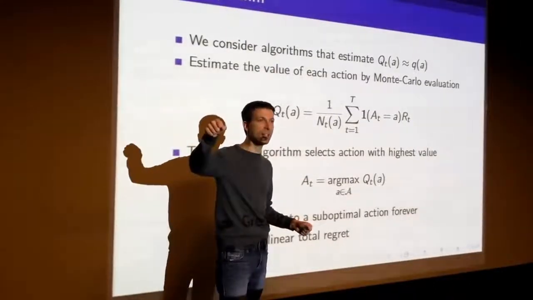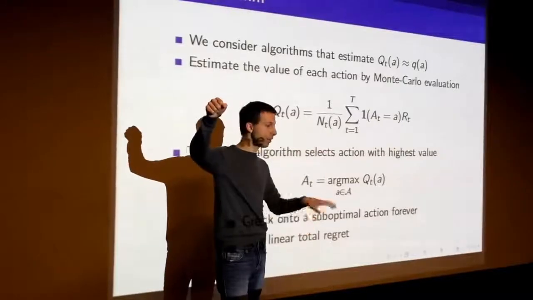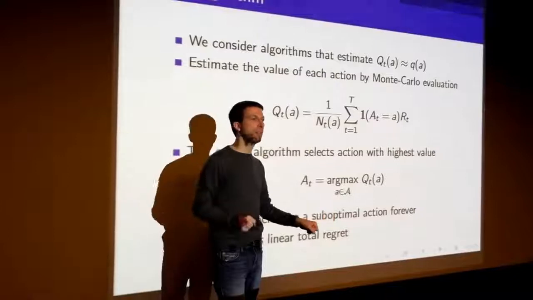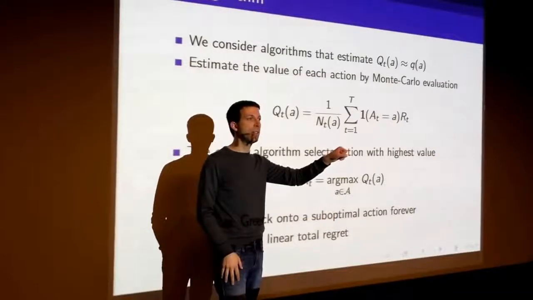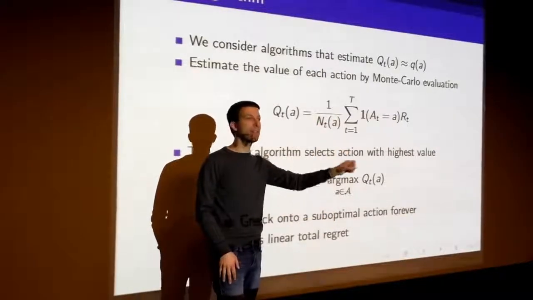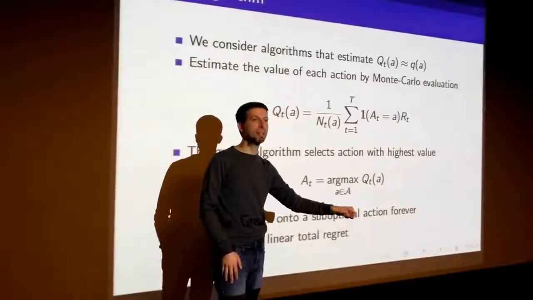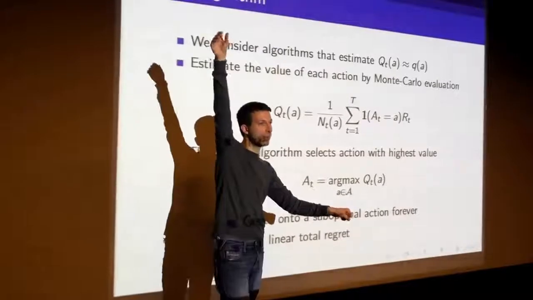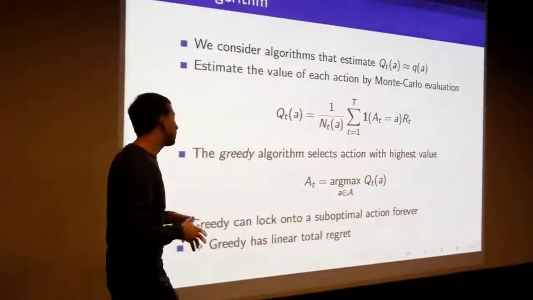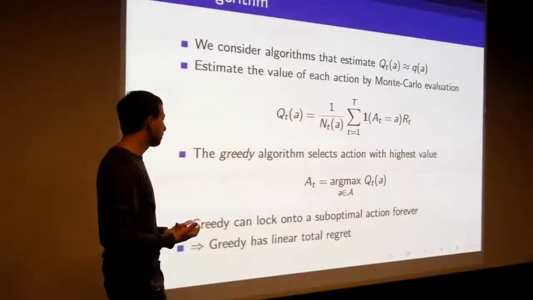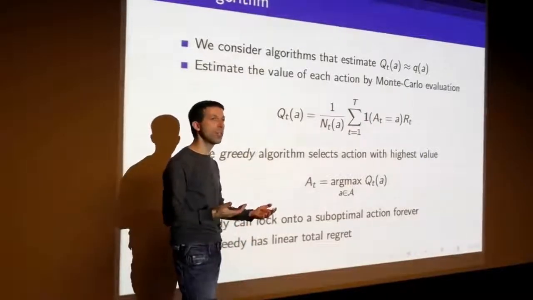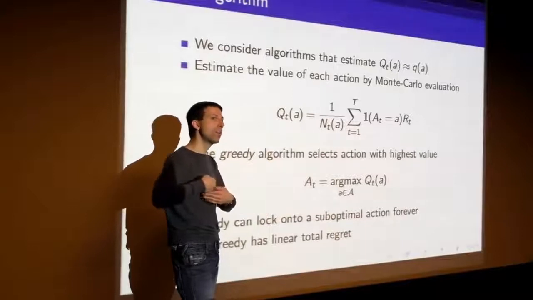Like I might try this action, and it looks good, and I thought this action was bad, so now I just keep applying this action forever. Or even I try this action, and I try it again, and I'm just a little bit unlucky, so I end up thinking its value is bad. And then I try this other action once, and it looks better, and I just keep trying it and keep trying it. So you can lock onto suboptimal actions forever, and as a result, greedy has a linear total regret. In expectation, you can do the wrong thing forever.